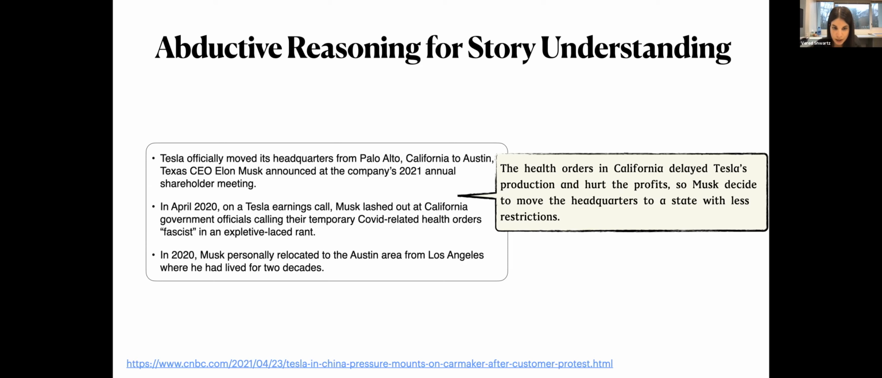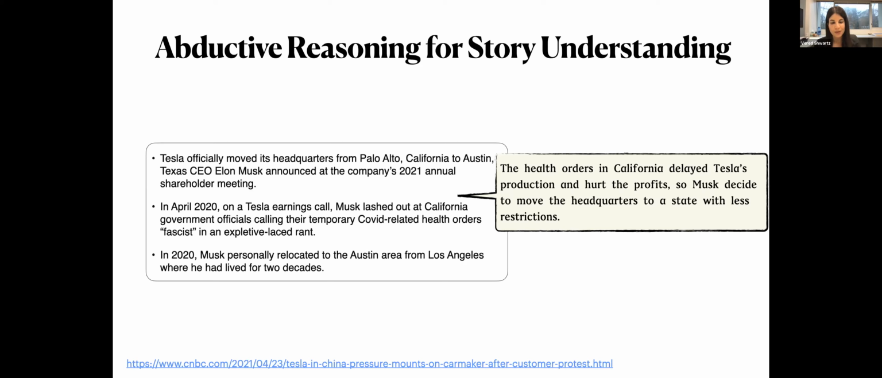Tesla officially moved its headquarters from Palo Alto, California to Austin, Texas, CEO Elon Musk announced at the company's 2021 annual shareholder meeting. In April 2020, on a Tesla earnings call, Musk lashed out at California government officials, calling their temporary COVID-related health orders fascist, in an expletive-laced rant. In 2020, Musk personally relocated to the Austin area from Los Angeles, where he had lived for 2 decades.